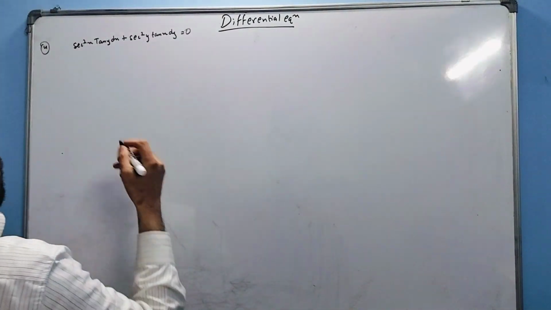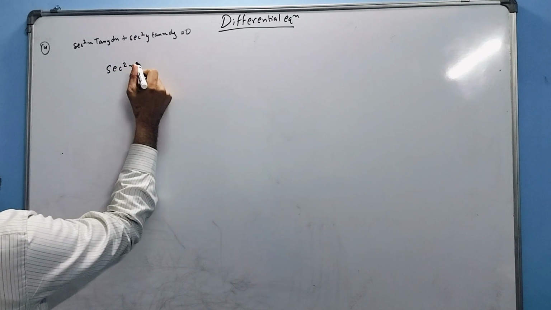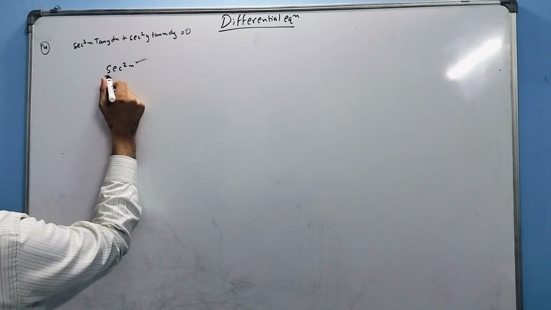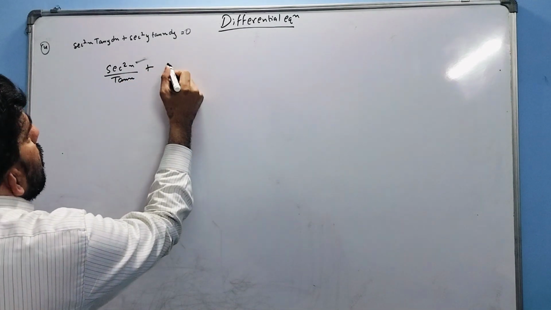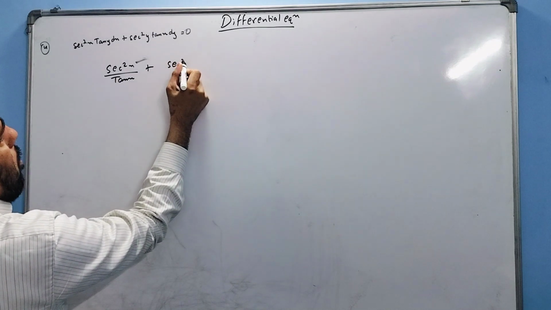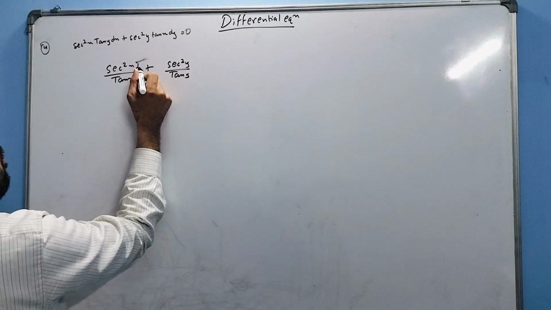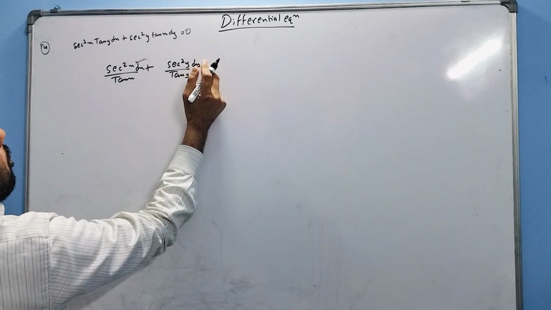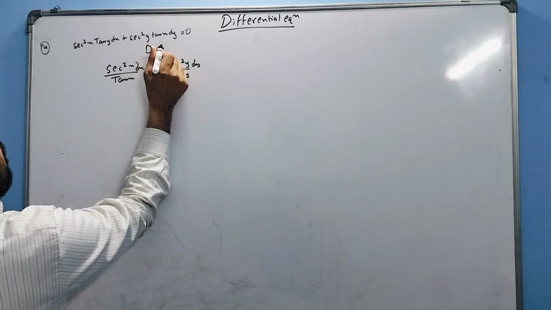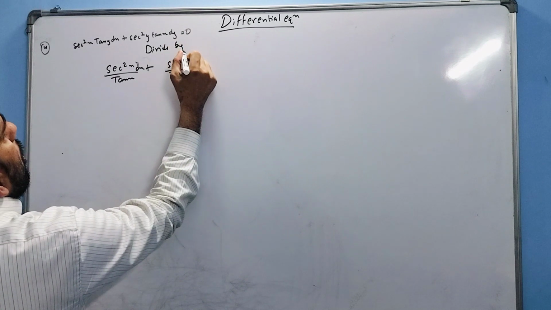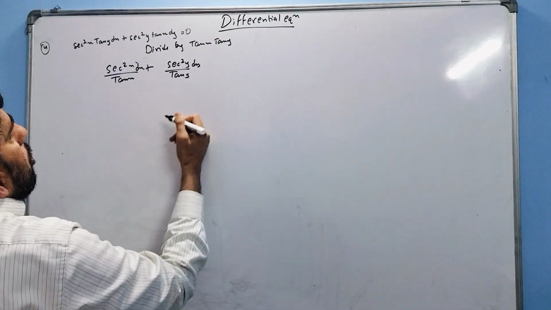Now what we will do, divide this by tan x tan y. So after dividing, we got sec square x upon tan x plus sec square y upon tan y. Okay, so I have this. What we will do here, we will try to put the value here. So we write, divide by tan x tan y. So we got this.